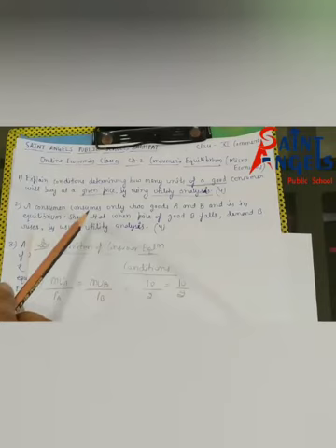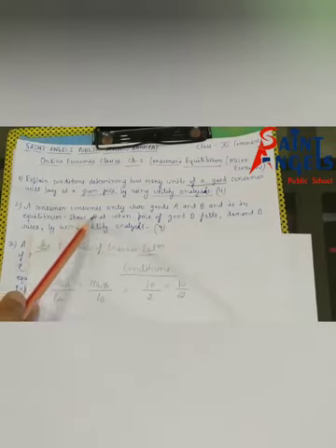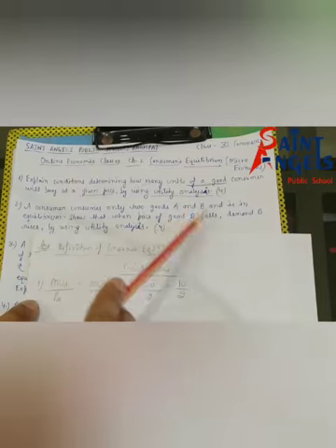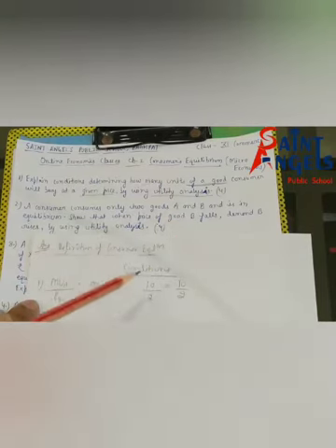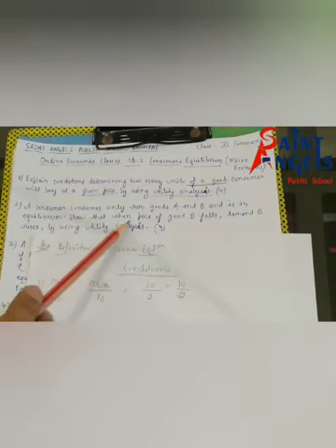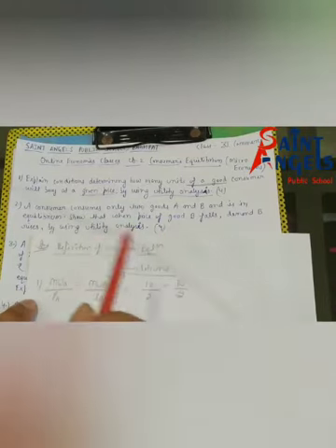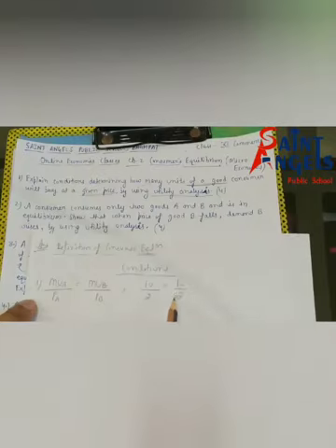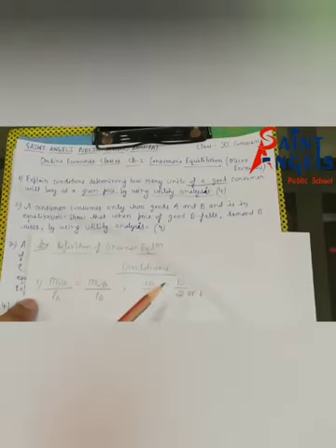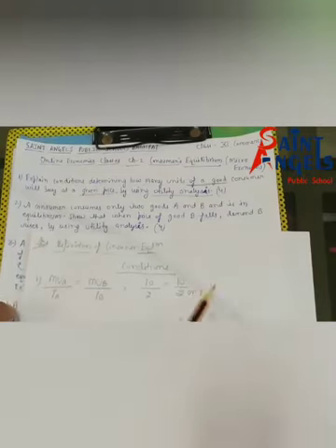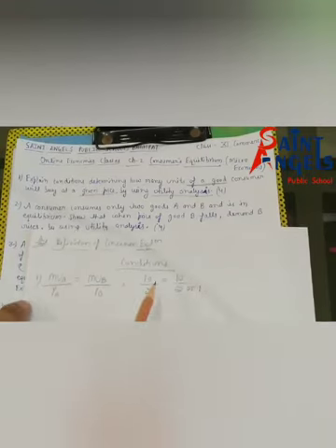See, please follow this condition so that when price of good B falls, now this is price of good A and this is price of good B. When price of good B falls, suppose price of good B falls from rupee 2 to 1. See, now the condition will be this: 10 divided by 2 is 5, and 10 divided by 1 is 10.